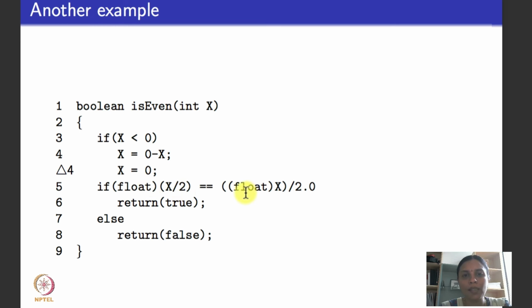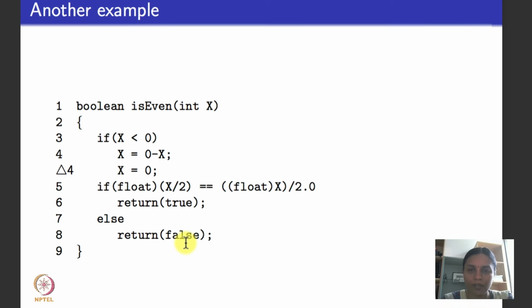If it divides by 2, and every even number should be divisible by 2, that's what this check condition does. If it is divisible by 2, then it returns true. Otherwise, it returns false. This program is simple enough to be clear.